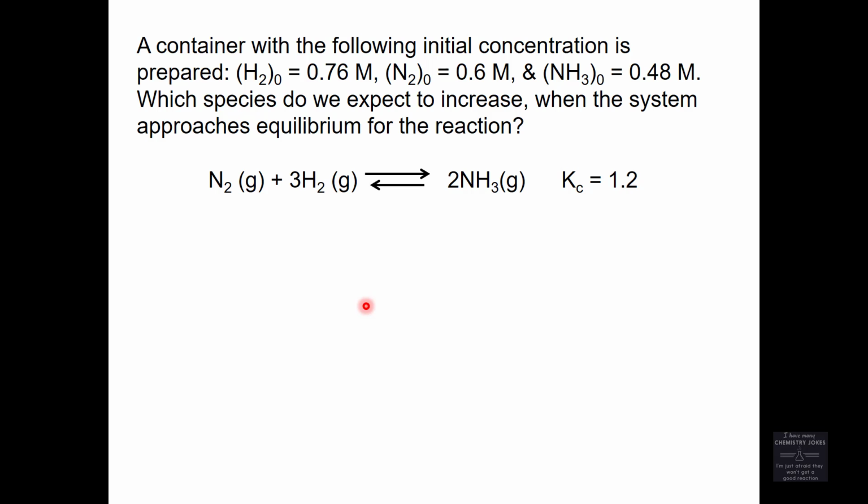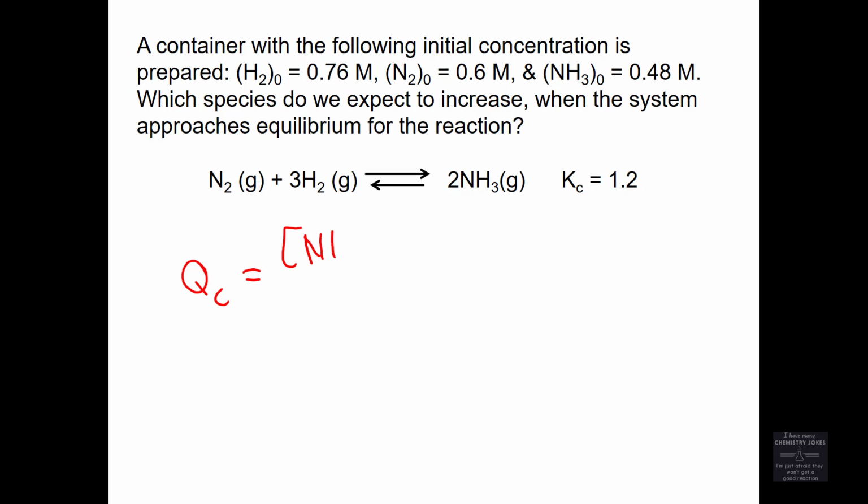Okay, what do we do with this? A container with the following initial concentrations is prepared. Which species do we expect to increase when the system approaches equilibrium? So what have we been told? We're told a Kc value, which means at equilibrium, this is the case. We're told some initial concentration values, meaning not at equilibrium, here are some concentration values. So if we need to calculate Q so that we can compare Q and K to see which way it goes, we need to start by writing the Q expression.